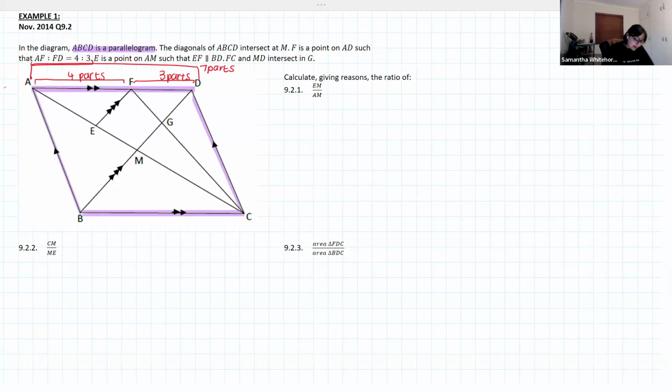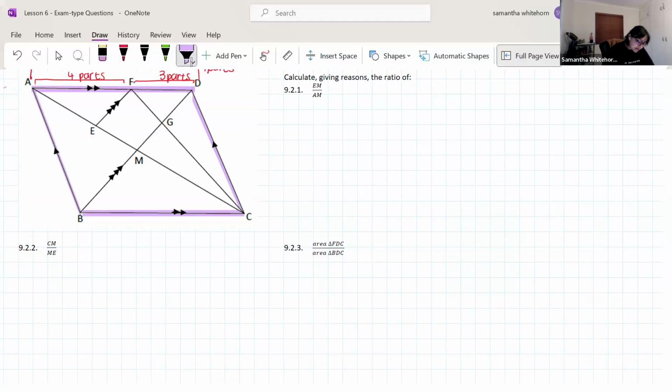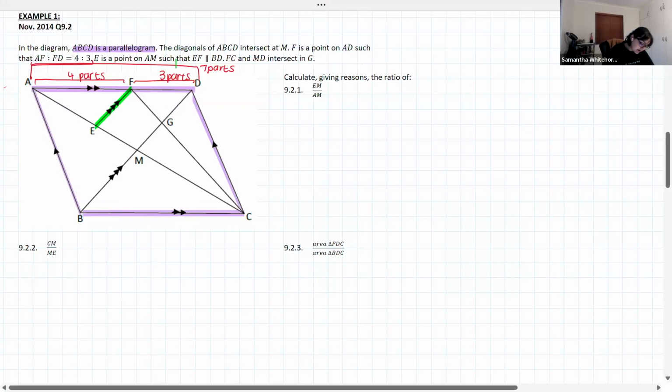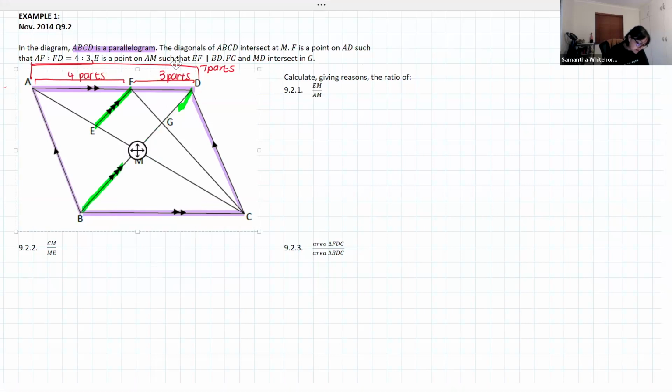We were then told that E is a point on AM such that EF is parallel to BD. So EF is parallel to BD, so one of the diagonals of your parallelogram. That's also going to be important because obviously we know that opposite sides of a parallelogram are parallel, but now we've got 2, let's call them random parallel lines here.